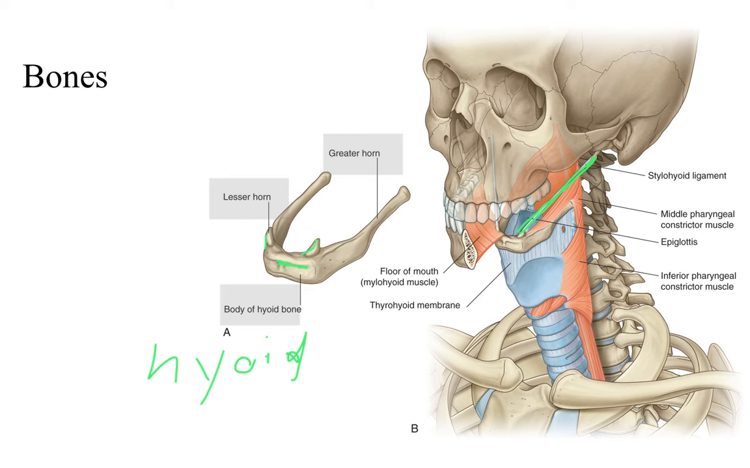So this would be the body, these would be lesser horns, and that, which is extending backwards, would be the greater horns. And you notice that it lies right here at about the level of the mandible, just superior to the larynx. And it's an important anchor for a lot of the muscles and soft tissues within the neck. In relation to the vertebrae, it lies at the level of about C3.